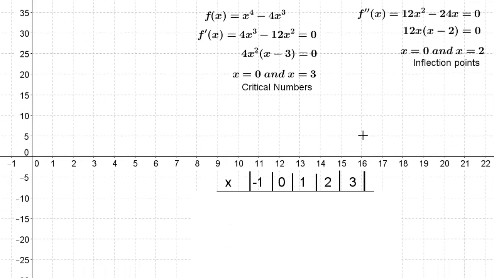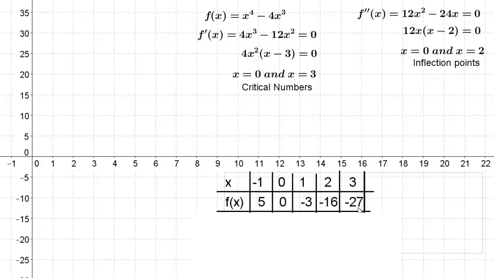So let's build ourselves a table to figure out what's going on in this function. And we're going to build that table around those two critical numbers at x equals 0 and x equals 3. But thanks to the second derivative test, we're not going to have to choose any points past x equals 3, and you'll see why in a second. We also need to include that extra inflection point at x equals 2 that's not covered. And let's go ahead and get some points in between them. The values of the function at each of those points from -1 to 3 are listed here.